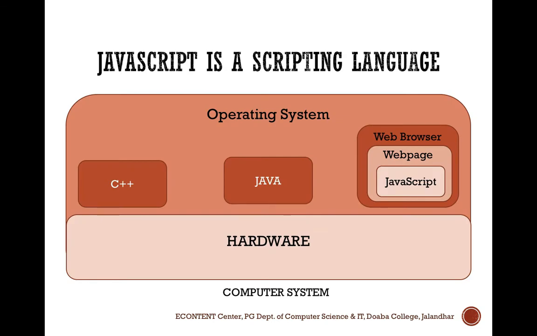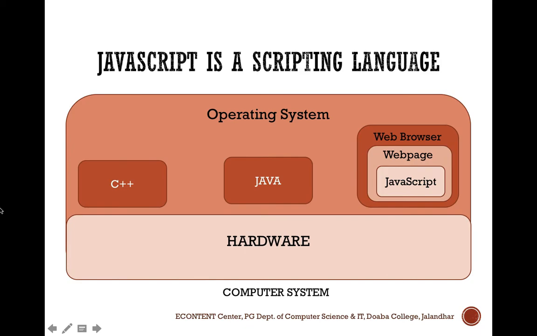This is a matter of debate also. Some programmers consider JavaScript a full-fledged programming language, and some consider it a scripting language. If you really have a deep look into JavaScript, you will come to know that JavaScript is a scripting language, because you cannot create desktop applications in JavaScript like C++ and Java. You can write desktop applications in C++ and Java, and they can directly interact with your operating system, and through the operating system they can interact with the hardware.